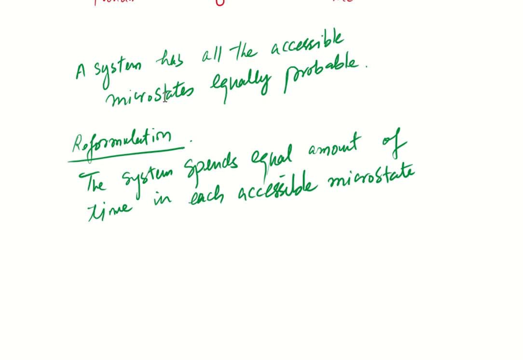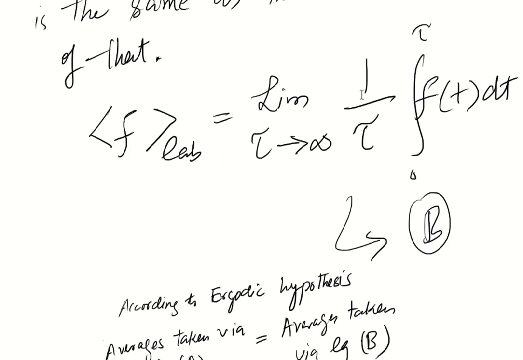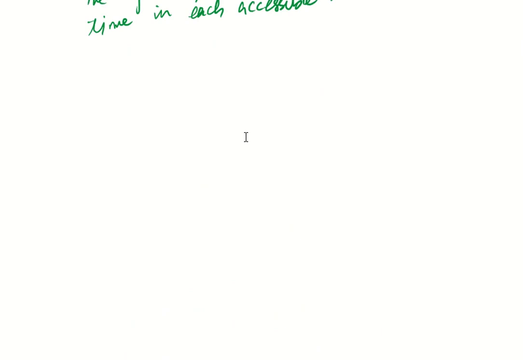So if we have a large number of accessible microstates in a system, then the system will spend an equal amount of time in each state. And a reformulation of that statement is that, so these were equally probable according to one statement, and the reformulation is that it spends an equal amount of time. So if we now want to equate these two statements, then we have the ergodic hypothesis. So the average is taken via the time average method, because now each state is equally probable. So for example, I draw another schematic diagram.